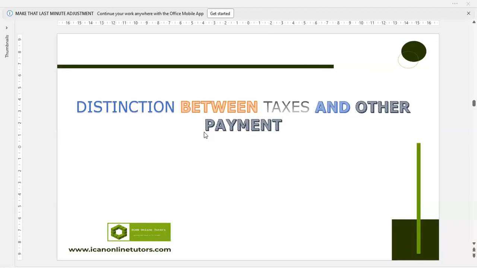Okay, so distinction between taxes and other payments. We've known what tax is, the various types of taxes. We've seen the classification of tax, looking at the perspective of tax burden, tax incidence, and the like. We've also taken the basic concept of taxation. So now we know what tax is. But there are some other payments we do pay. Can they be described as tax? Or do we describe them as tax?